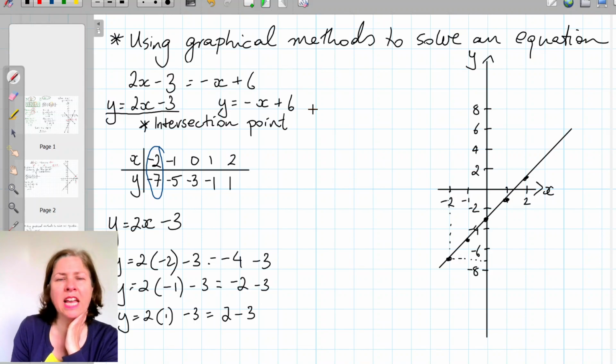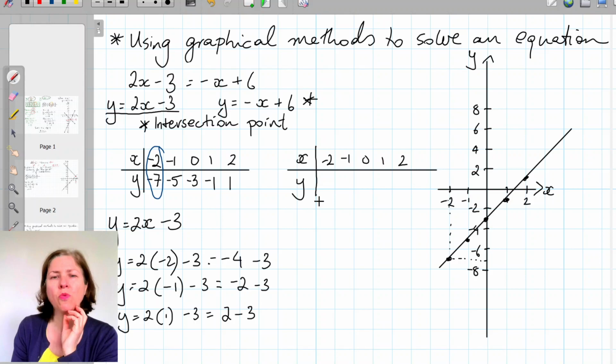Now I need to sketch my second line, which is y equals negative x plus 6. I'll just do that over here. Oops, I need a straight line. y equals negative x plus 6. And again, I'm going to go from negative 2, negative 1, 0, 1, 2.